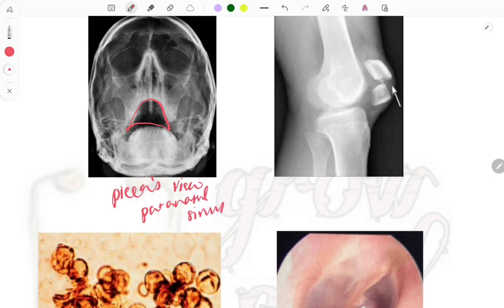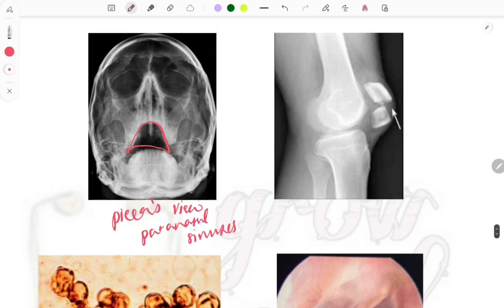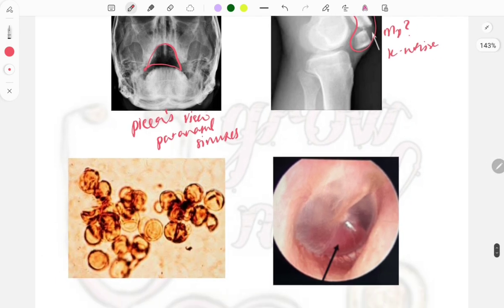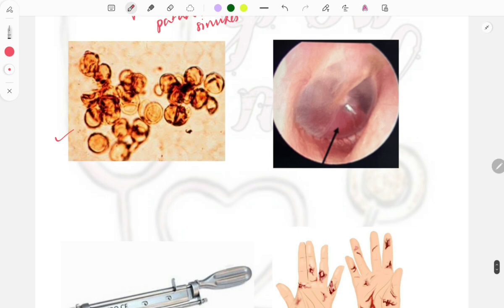Okay, paranasal sinuses. Then this image from the orthopedic. So you can see here that there is a patellar fracture. So the question asked was on the management. How will you manage this case? So we will be using the K wires for this. Okay, K wire ring.